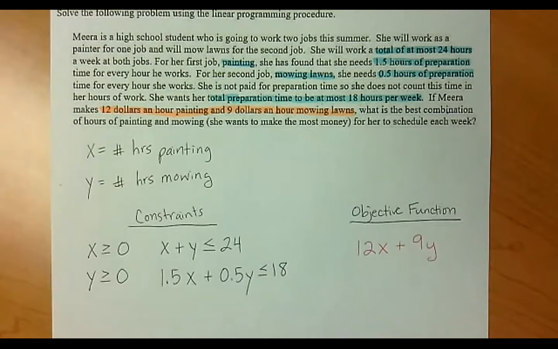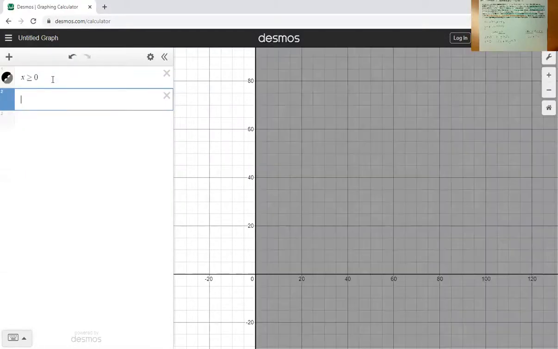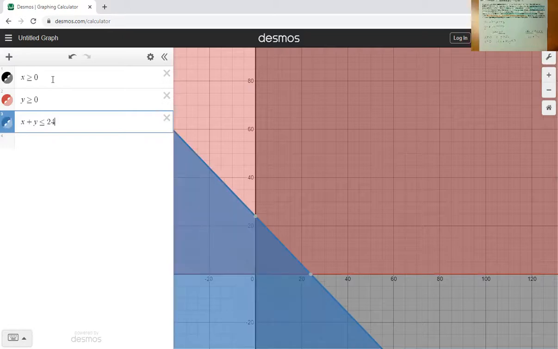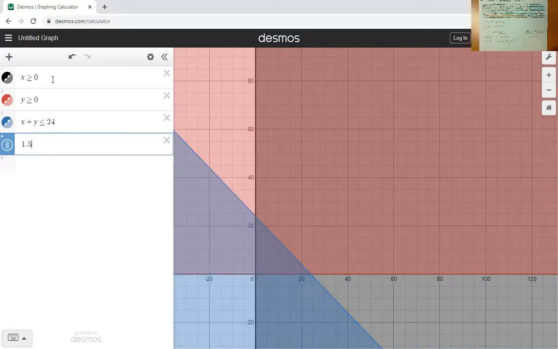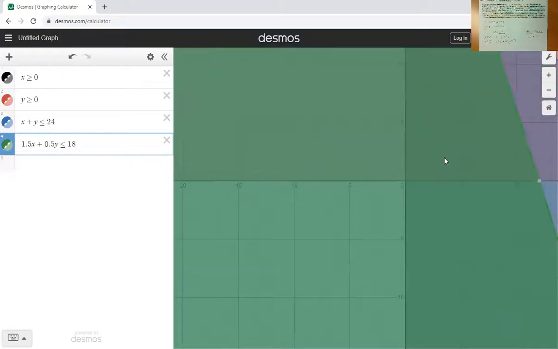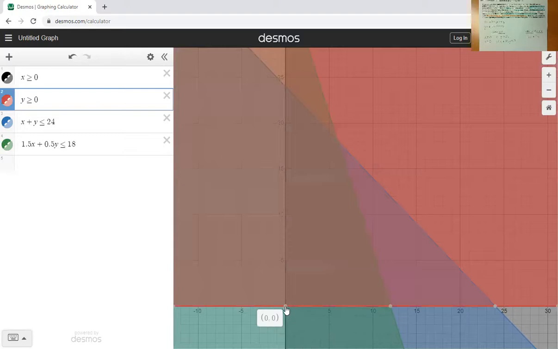So we're going to jump right to Desmos because our next step is to graph this. And I'm going to go ahead and enter x greater than or equal to 0, y is greater than or equal to 0, x plus y is less than or equal to 24, and 1.5x plus 0.5y is less than or equal to 18. All right, so I'm a little zoomed out from before. So here is our graph. Let's check out those corner points.